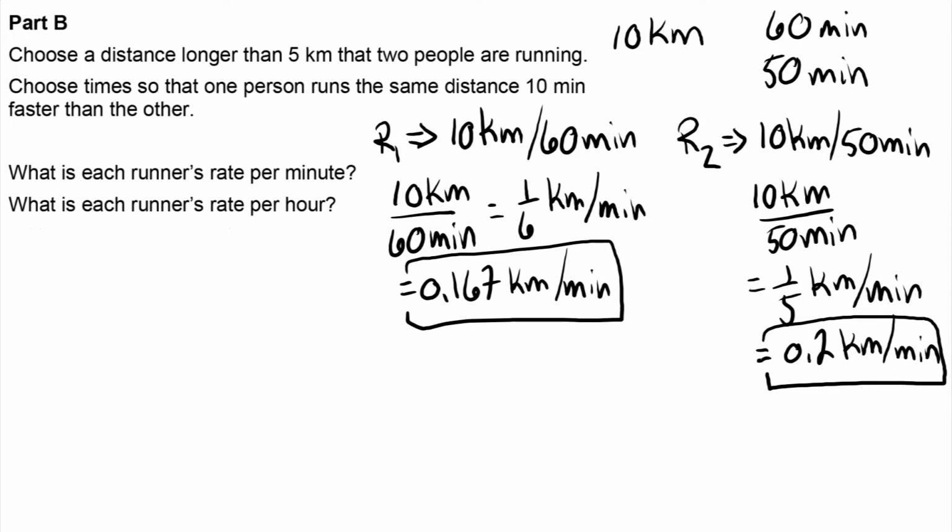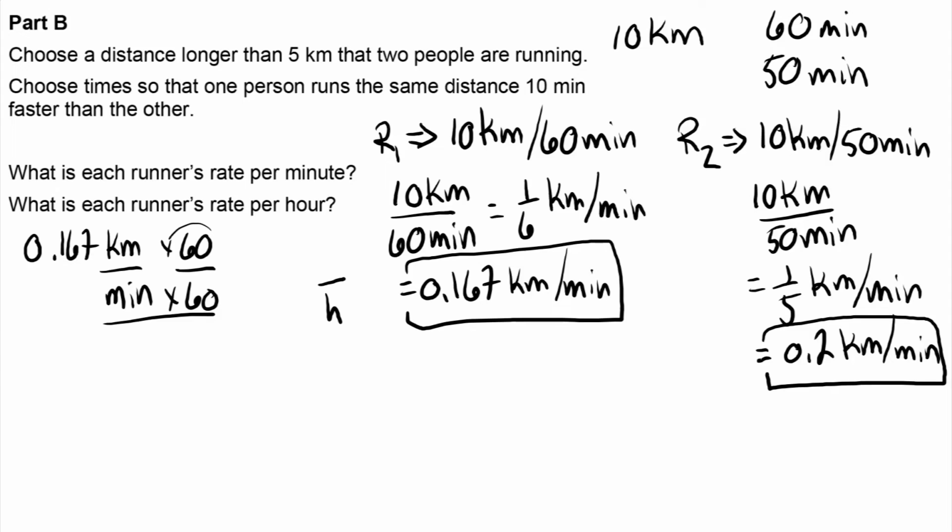To get the rate per hour, we have to be converting minutes into hours. To do that, we multiply by 60. So we want to multiply the top by 60 and the bottom by 60. So if we've got 0.167 kilometers per minute, to get the minutes into hours, we want to multiply that by 60. But if we're multiplying the bottom by 60, we also have to multiply the top by 60. So by multiplying this bottom by 60, that gives us hours. And now we just need to multiply the 60 times the 0.167, which if we hadn't rounded off, would end up at 10 kilometers per hour.